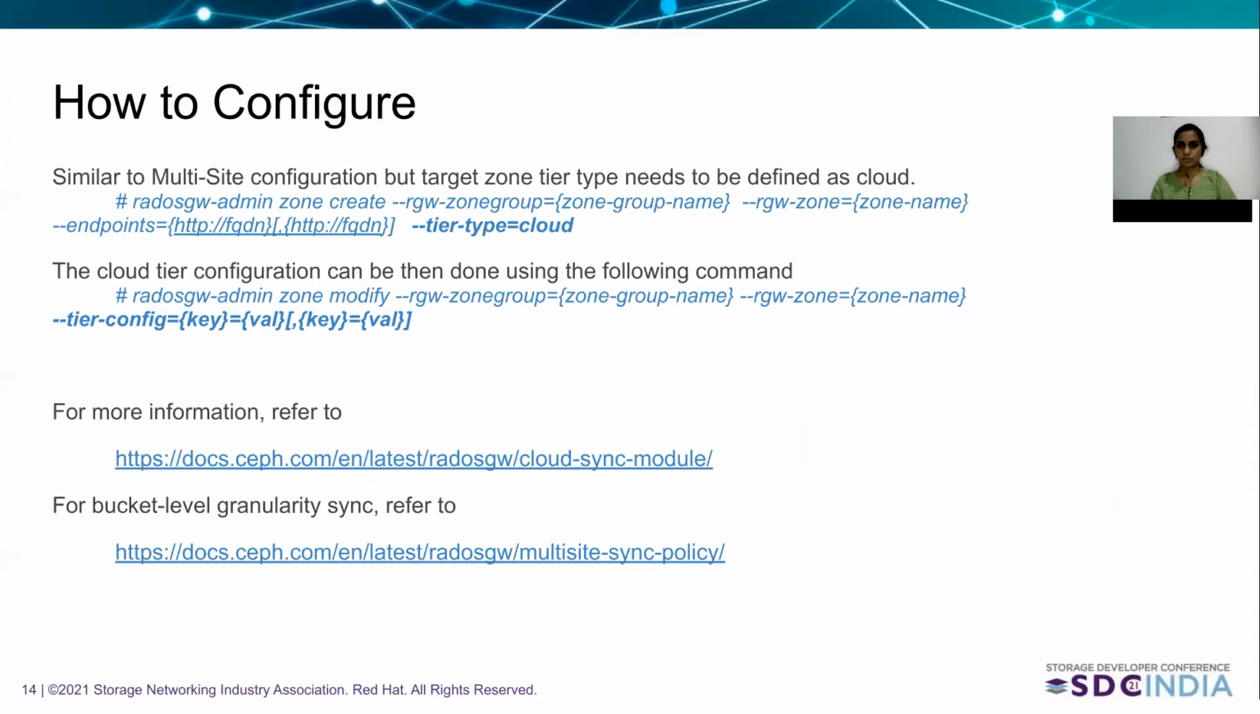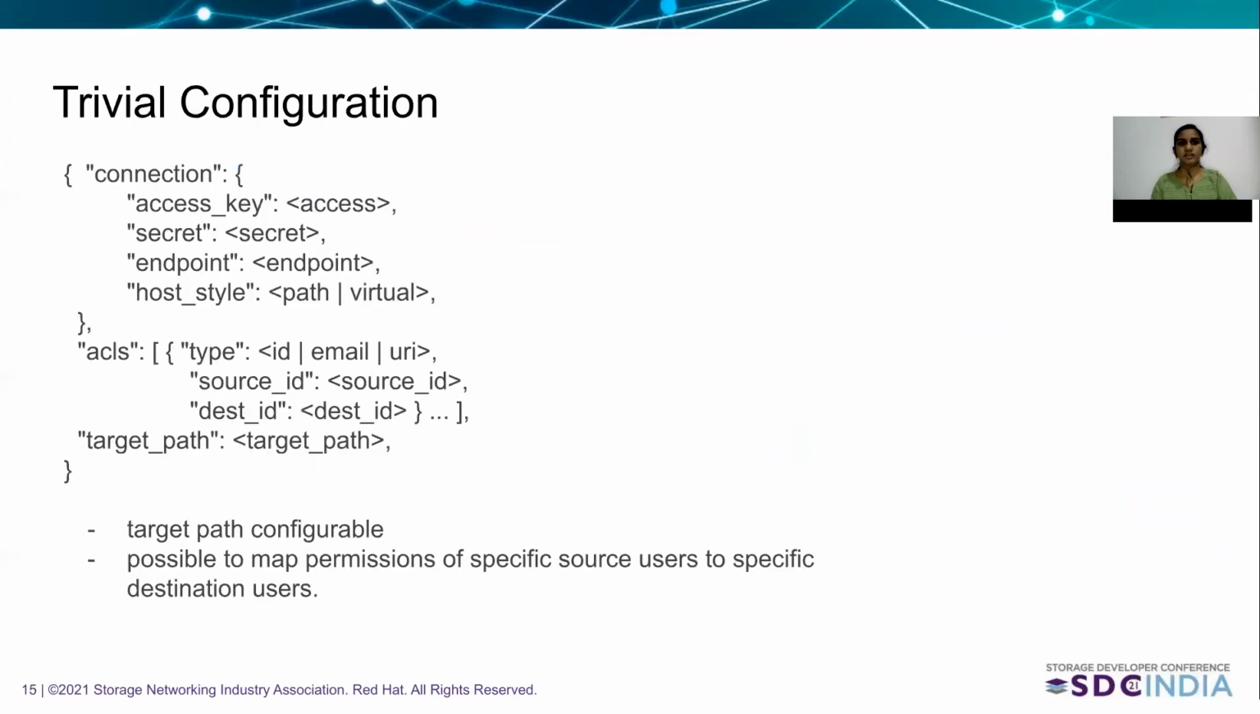Since it's built on top of the multi-site framework, the configuration is similar to the multi-site configuration. So one needs to create a target zone with the tier type specified as cloud. And all the cloud parameters like endpoint, access key, and secret key have to be specified as tier config parameters. So these are the key config parameters needed.